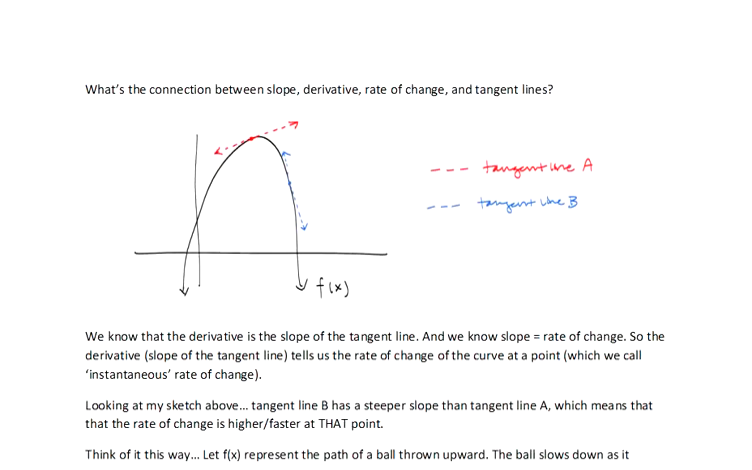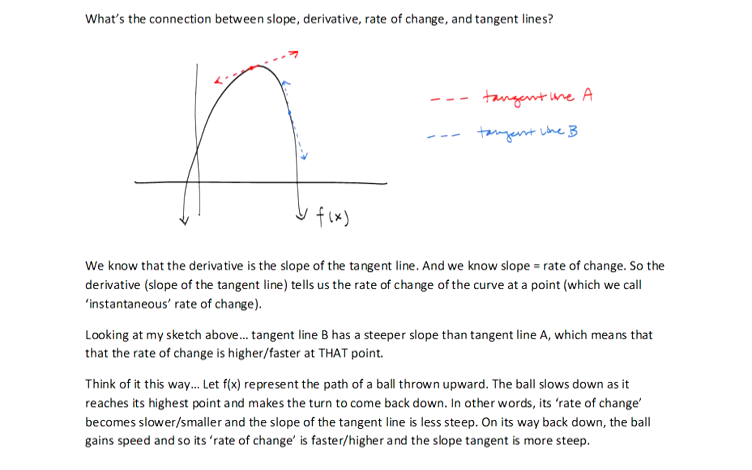So you might be wondering, okay, what's the connection between all this stuff? Let's try to put this all together. I've got a pretty crude drawing here of a function, like an upside down parabola. And I've got two tangent lines, a red tangent line and a blue tangent line. We'll call them tangent line A and tangent line B. We know that the derivative is the slope of the tangent line, and we know that slope is a rate of change. So the derivative, the slope of a tangent line, is basically telling us the rate of change of the curve at a point. And that's what we call the instantaneous rate of change.